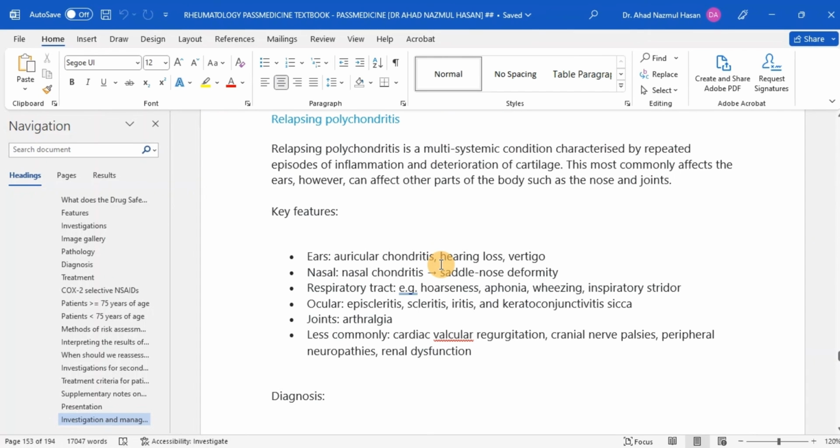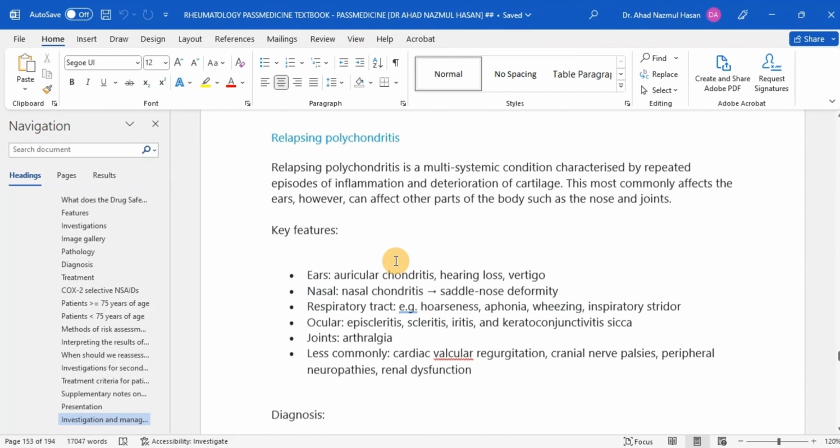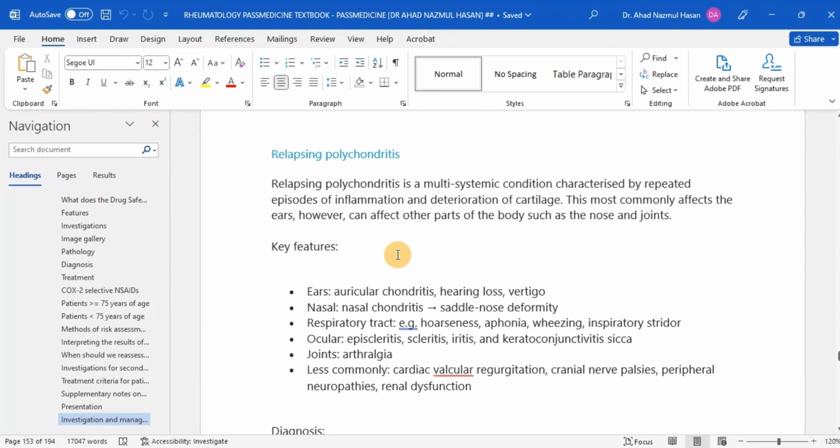Relapsing polychondritis. This is a severely painful condition. It will affect the ENT, respiratory tract, as well as the joints and the eyes. Which type of nasal deformity is found in relapsing polychondritis? Saddle shaped. Yeah, we'll get the saddle nose. And saddle nose is found in GPA or MPA? GPA, yes, granulomatosis.